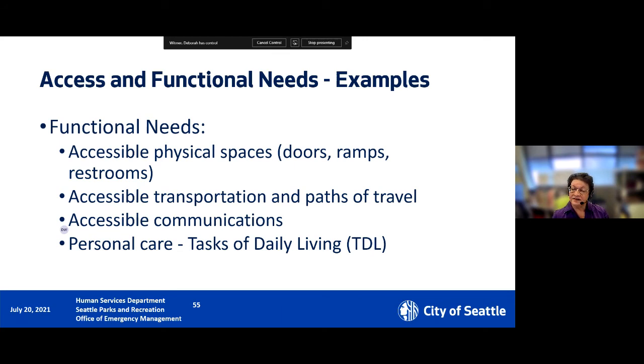And lastly, access to personal care services to assist with tasks of daily living, such as bathing, feeding, dressing, etc. These services are critical to supporting independence for people with disabilities, both at home and in an emergency shelter environment.